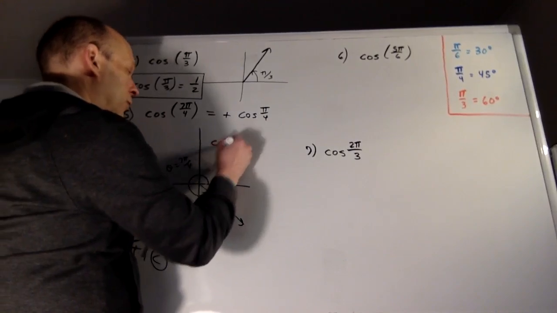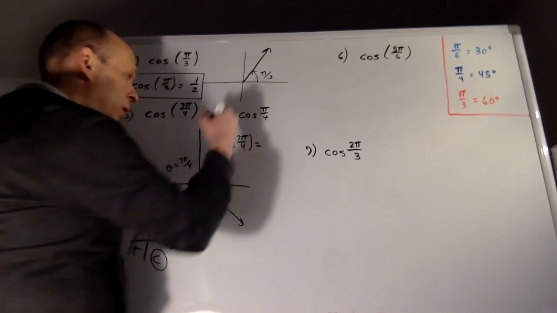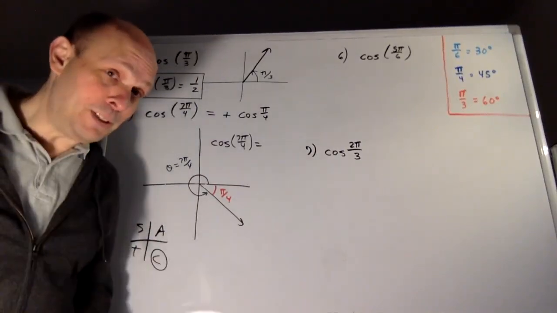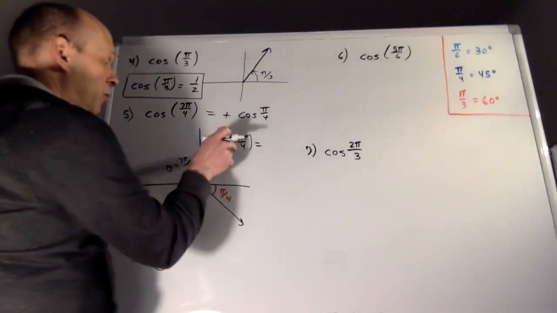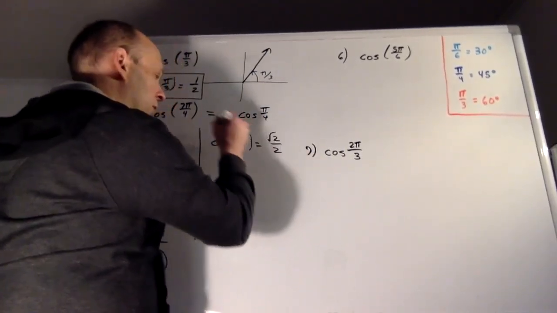And remember, pi over 4 is the same thing as 45 degrees. So do I know the cosine of 45 degrees? In other words, do I know the cosine of pi over 4? I sure do. It's rad 2 over 2. So therefore, the cosine of 7 pi over 4 is also rad 2 over 2.